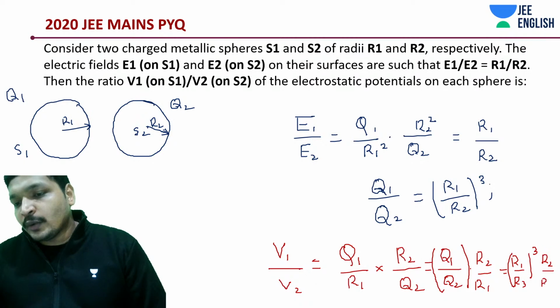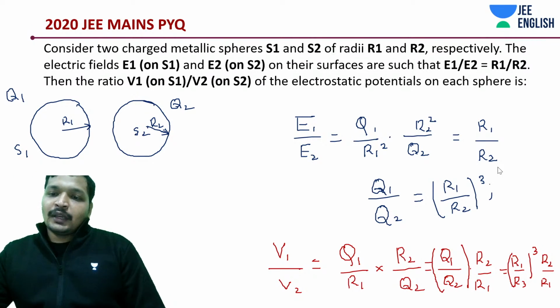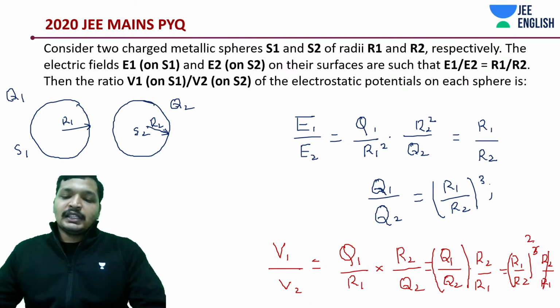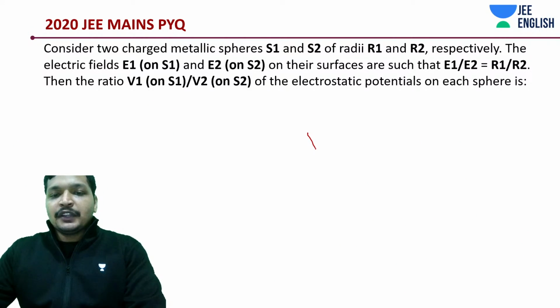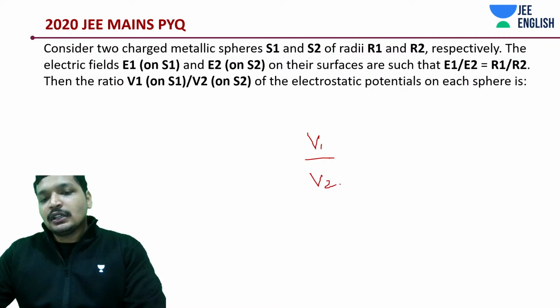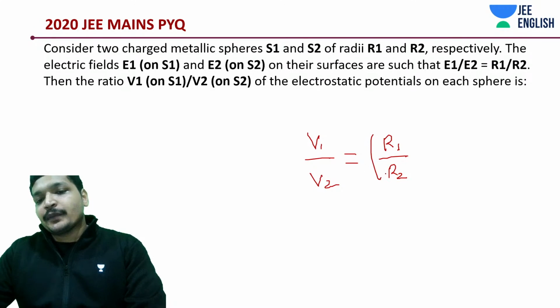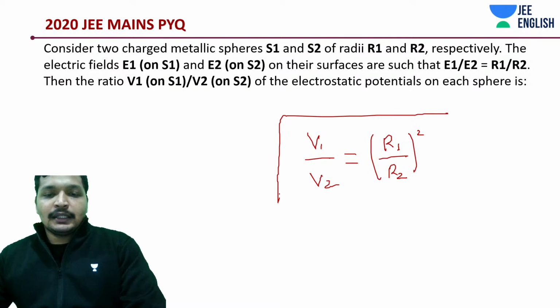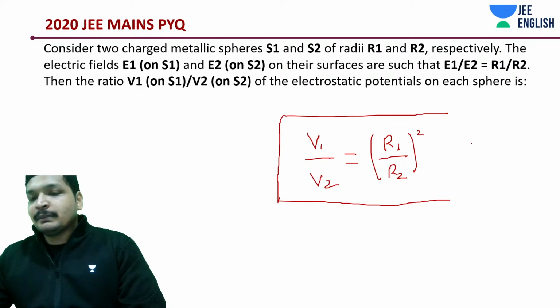That of R2 by R1, basically the inverse of this. Here you have R2, here you have R1, so basically the inverse. So minus 1, this is 2. Same thing: V1 by V2 is equal to R1 by R2 whole square. A lot of effort, but yeah, you can go this way. Think about it carefully. That was also a simple way of solving.